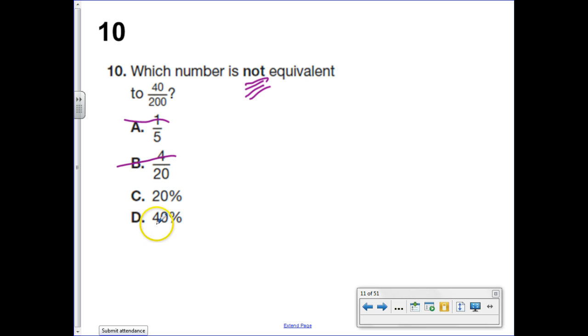And when you get to looking at this one, 20% is the same as 20 hundredths, which is also 1/5. D is the one that is not equivalent to that. And you know what? If you thought about what 40% means, it means 40 out of 100, then it'd be really clear that this is not the same as that one.